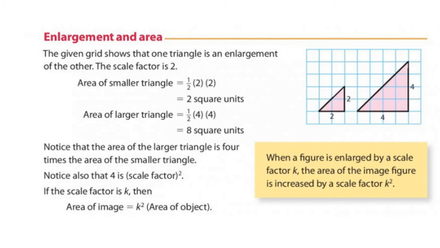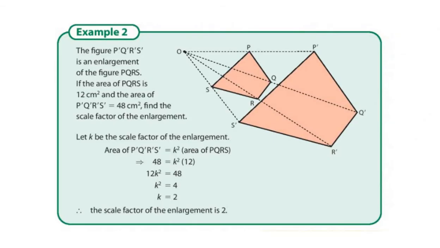So the area is increased by a scale factor of k squared. So the area of the image is k squared times the area of the object. Here we have two shapes, and we're asked what the scale factor is. So we know the area of the bigger shape is 48 and the area of the smaller shape is 12. So we know 12 times k squared, where k is the scale factor, is equal to 48. So that means k squared is equal to 4 and k is equal to 2, because 2 squared is 4.